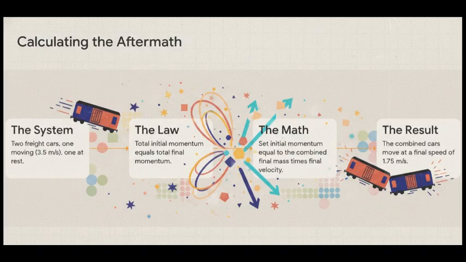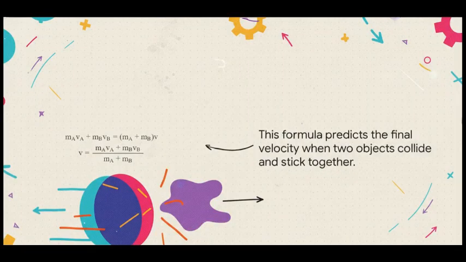So we start with our system, in this case, two freight cars. We apply that unbreakable law: total momentum at the start equals total momentum at the end. Then we do the math. We set the initial momentum equal to the new combined mass times its final velocity. And the result? We can calculate their final speed with complete and total accuracy. It's amazing. Seriously, this one single formula is all it takes. It lets us predict the final velocity for any two objects that smash into each other and stick together, just by knowing their starting masses and velocities. All that chaos from the collision suddenly becomes perfectly predictable.